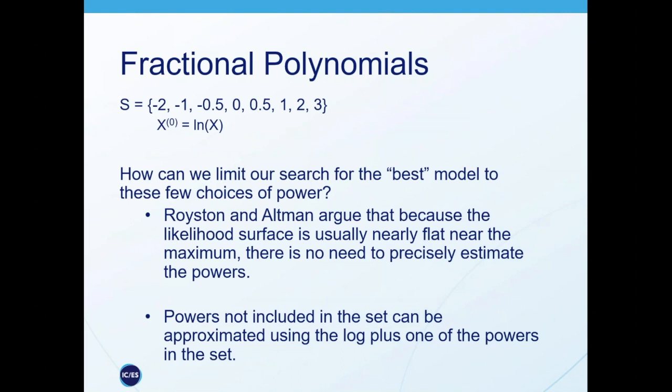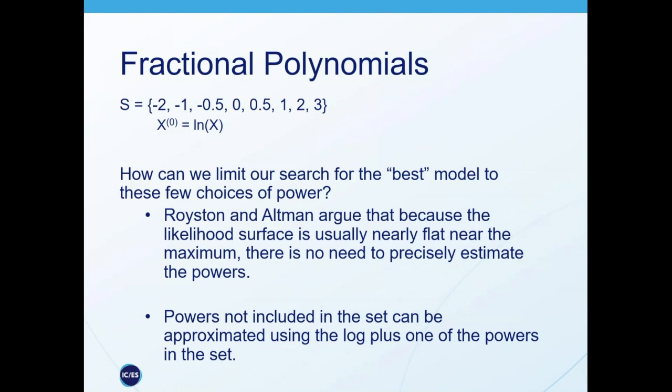So here I've just repeated the set of powers that we're going to be considering, because the next obvious question is, we've only got 8 powers, and how is this enough to find the best model? I mean, this is a very limited set of powers to choose from. What Royston and Altman argued is that because the likelihood surface is usually quite flat near the maximum likelihood, and remember that when you're solving a regression equation, what you're looking for is the maximum likelihood, you don't have any need to precisely estimate the power.